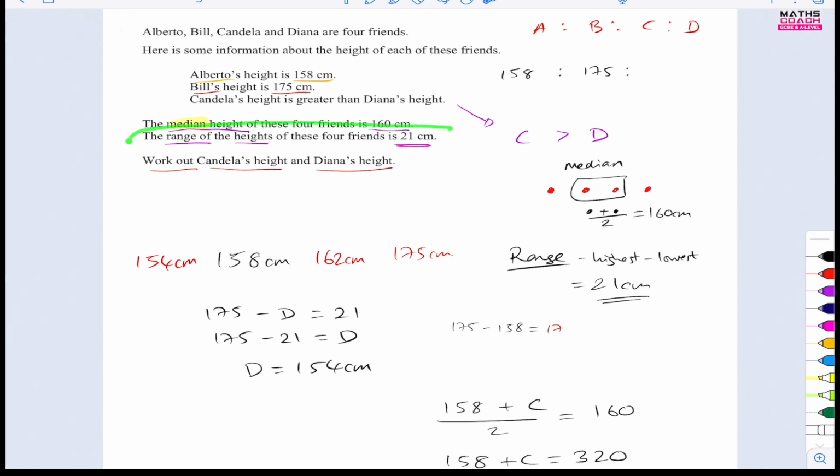Right, so remember it said the range was 21. Let's see. Is our highest value 175? Take away 154. 21? Yes, it is. Okay, let's check the median. If you add the middle two values and divide it by 2, does it give you 160? Yes, it does. Is Candela's height greater than Diana's height? This is Diana, remember, and this is Candela. Yes, Candela is 162 centimeters and Diana is 154 centimeters. So yes, that's good. And obviously these were given to us. We know 158 and 175. So these are a solution. Candela's height is right there, and Diana's height is right there.